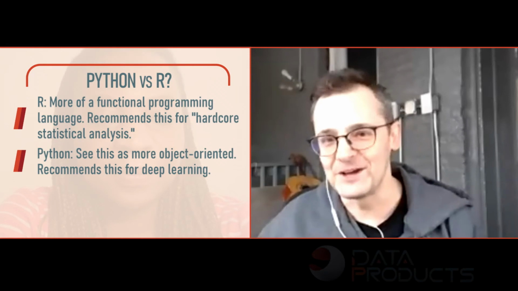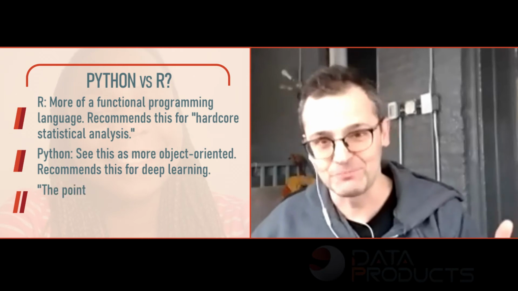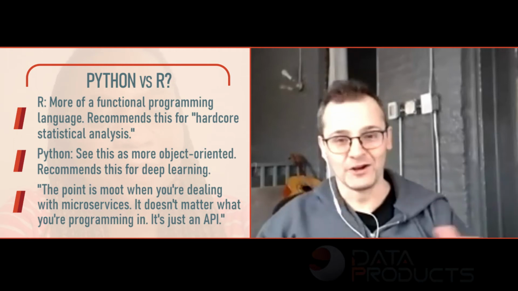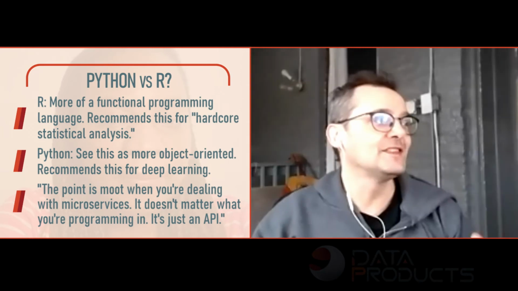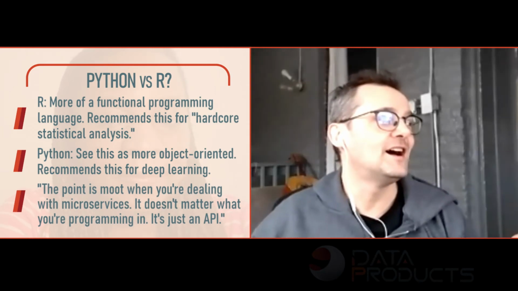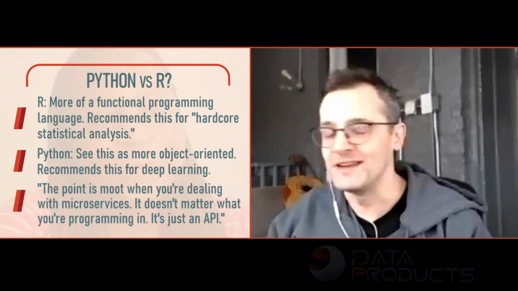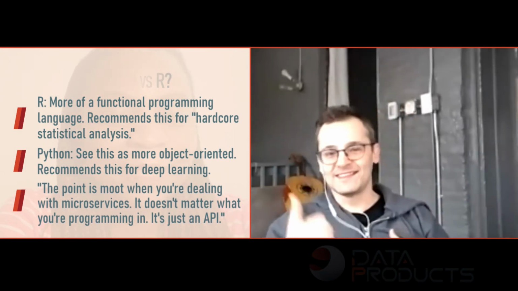So we don't have to go down that rabbit hole. I think they're both great tools. If you want to do deep learning, you should probably use Python. If you want to do a hardcore statistical analysis, you should probably use R. And I think the point is moot when you start working with microservices. It doesn't matter what you program in. It's just an API. That's right. Why does it matter if my API has R in the background or Python in the background? We agree on what the handshake is going to be, and then at the end of the day, that's the end of the conversation.